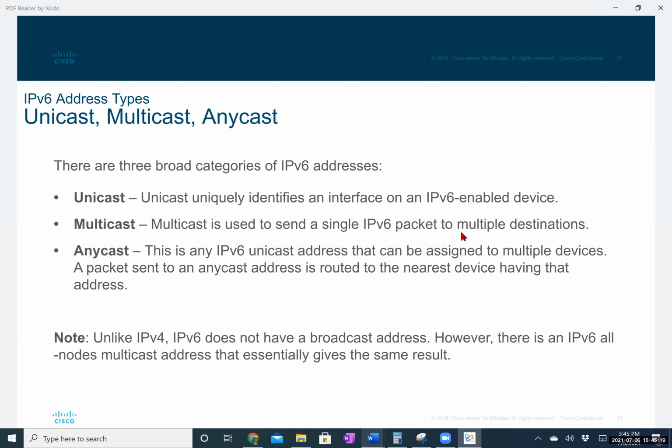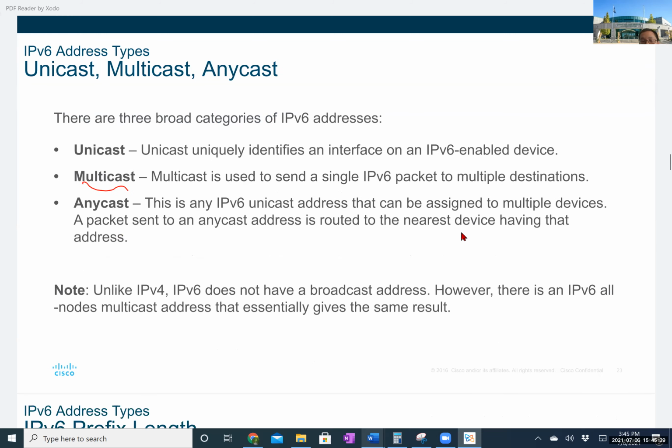Okay. And for the IPv6 address, you have 3 categories. The first one, unicast, one-to-one here. The second one, multicast, one-to-many here. And the third one, anycast. In IPv6, they don't have the broadcast, but somehow you can think of the multicast as working the same as the broadcast here.